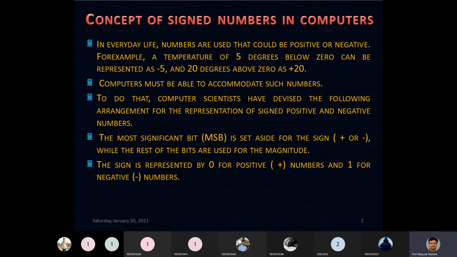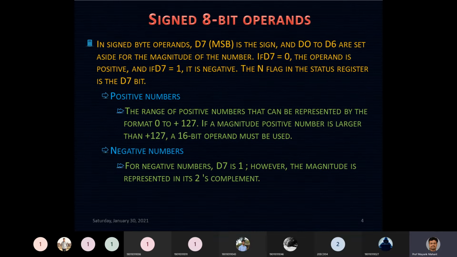The other bits that are left, D6 to D0, are kept aside for the magnitude purpose. The sign is represented by 0 for a positive number and 1 for a negative number. So already we have discussed this thing in the previous case when we were talking about the 8085.